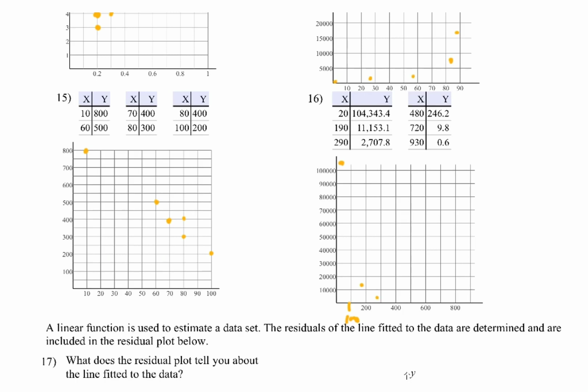290, 2,000, 480, and then these are all really close to the bottom. 720 and 930. Okay. All right, so that's just drawing the scatter plots.